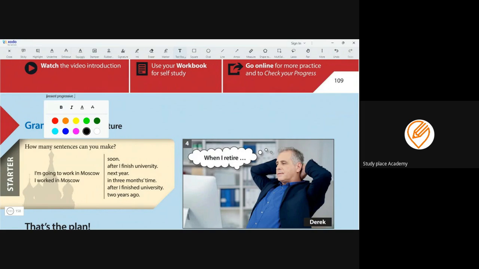ممكن نسمع فيه إنه هو present continuous. So some teachers use continuous, some of us use progressive. Both of them are the same.